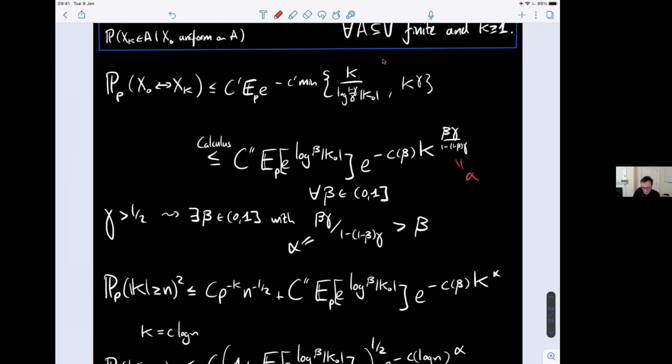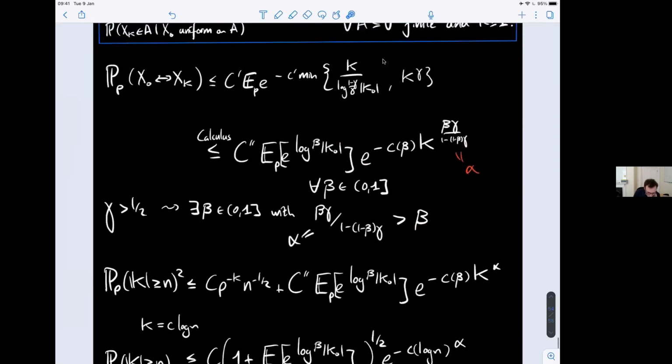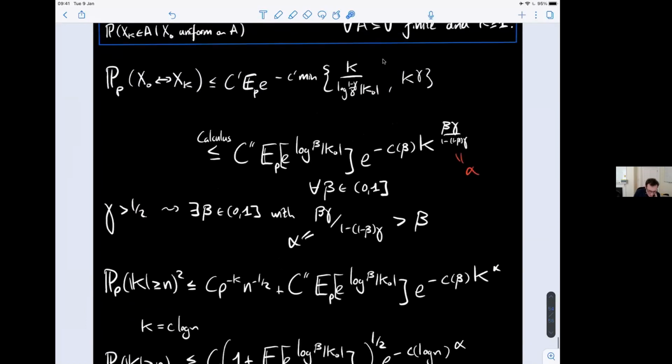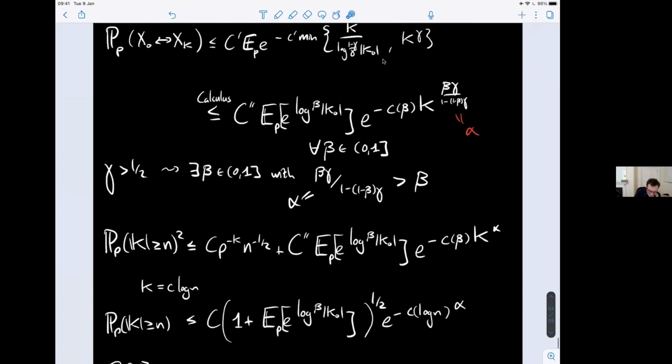Now this gets pretty computational, but the point is that if gamma is bigger than a half, then you can find a value of beta where this exponent is bigger than beta. Okay, and why is this useful? Well, this is a bound on kappa p of r. So if I plug that into this inequality I had before, I get that the volume tail squared is at most this thing from the two ghost inequality plus this quantity here.